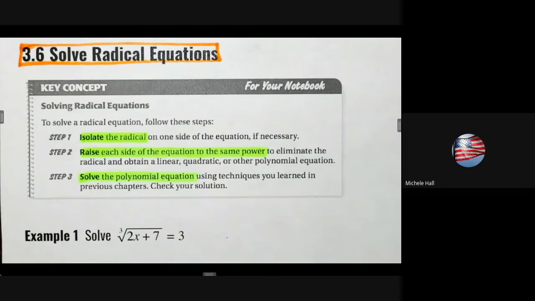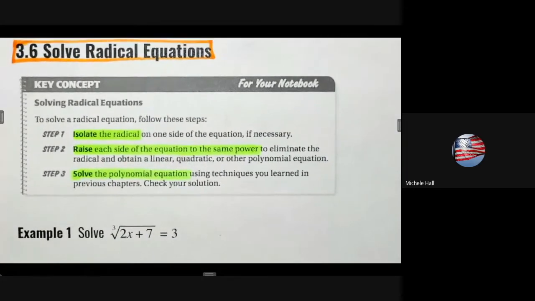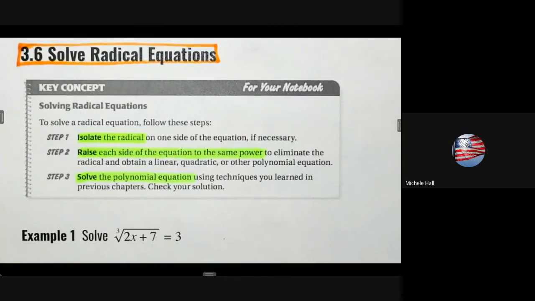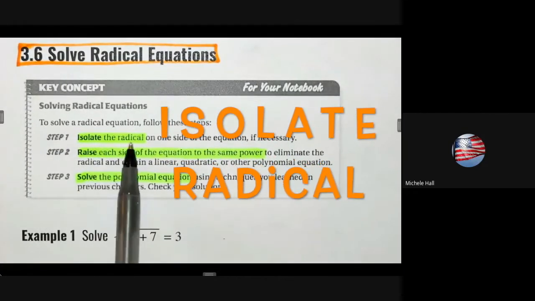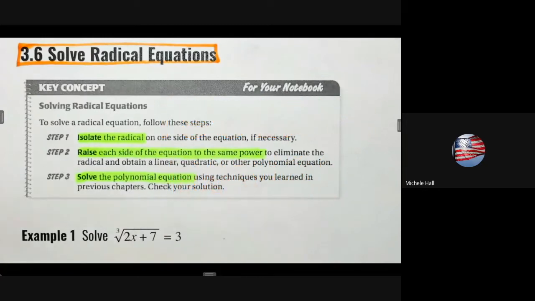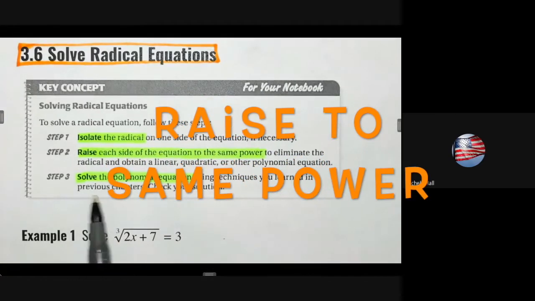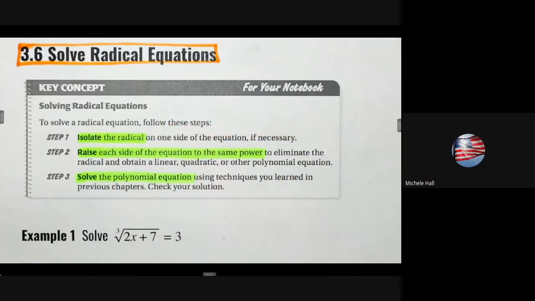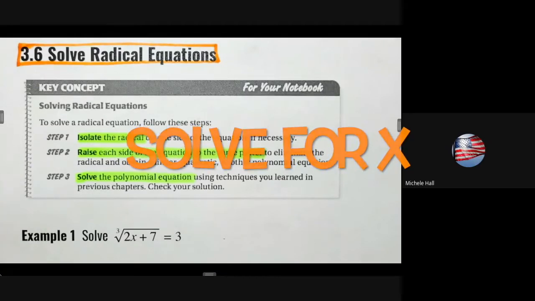3.6, solve radical equations. To solve a radical equation, follow these steps. Step 1 is to isolate the radical on one side of the equation. Step 2 is to raise each side of the equation to the same power to eliminate the radical, and you will end up with a linear, quadratic, or some other polynomial equation. Step 3 is to solve that polynomial equation.